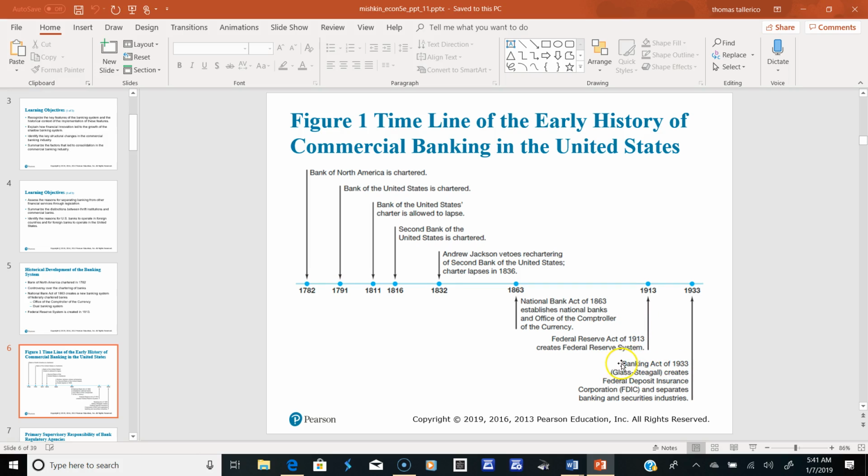And here's Glass-Steagall, which after the Depression helped separate investment and commercial banks. There was a problem with some type of corruption, and they created the FDIC. So you can see how they separated banking and securities industries. But eventually, I think about 2000, Glass-Steagall was repealed.